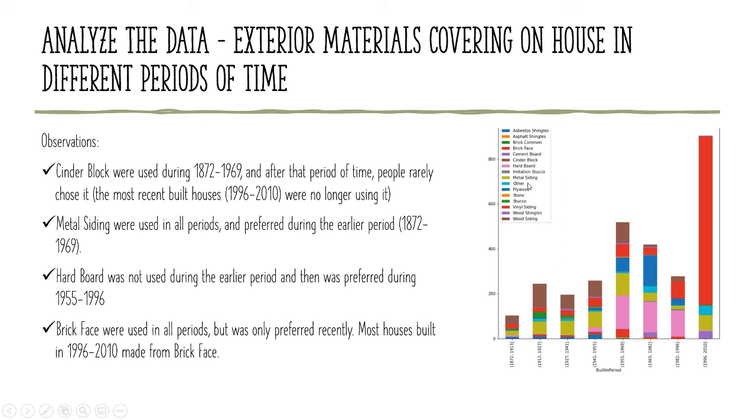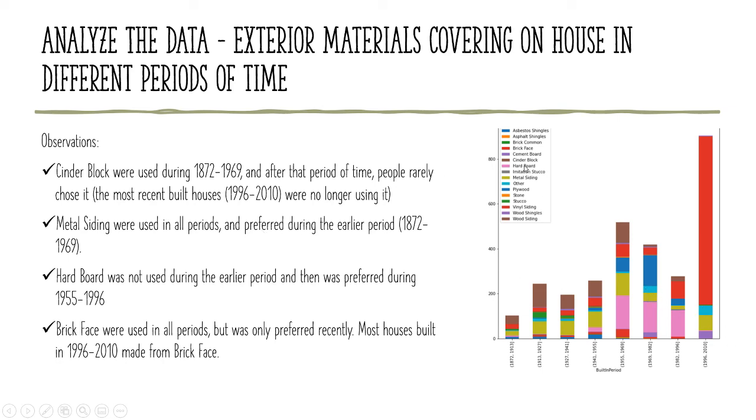About the metal siding, which is this green yellow color, it was used in all periods of time. In the earlier period, from 1872 to 1969, it was used a lot, and then it was used less after that.